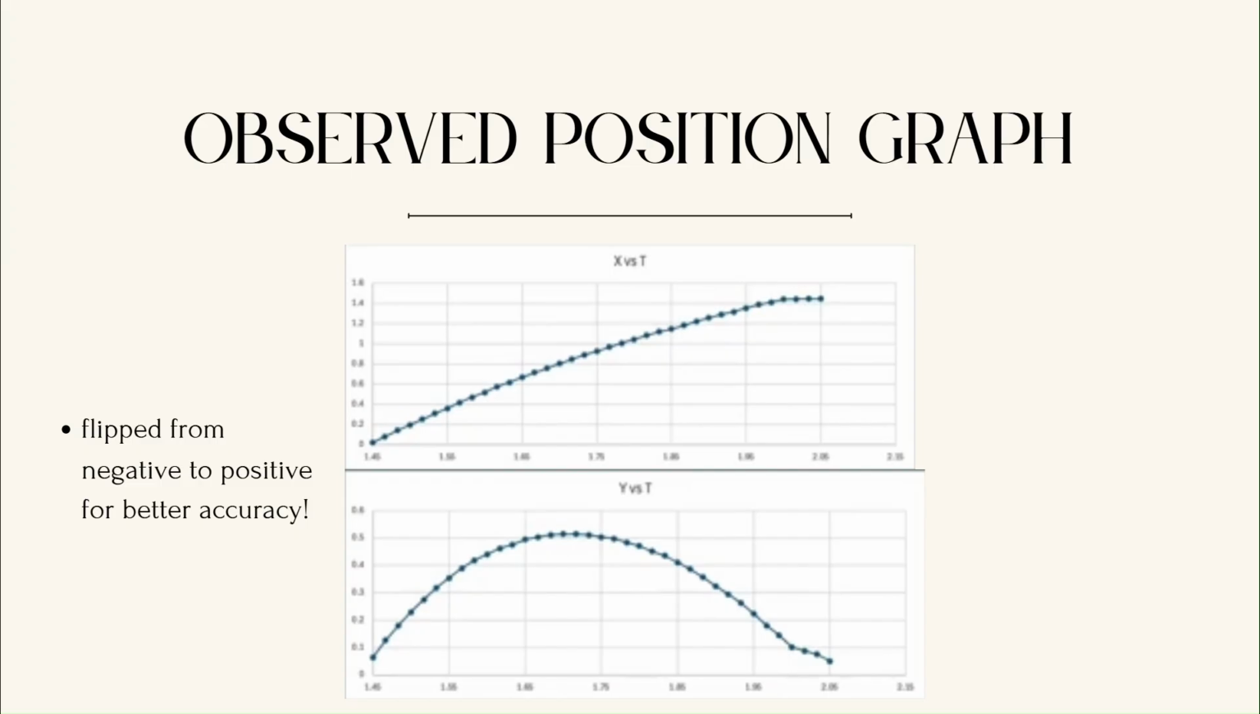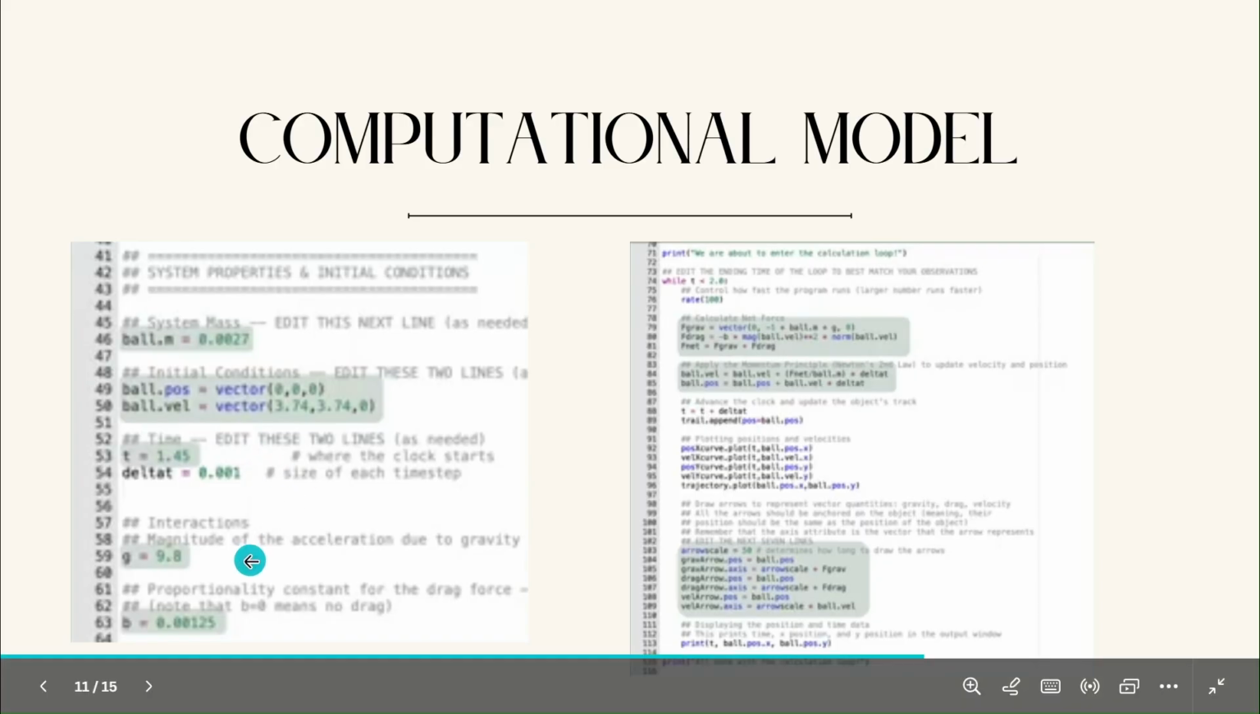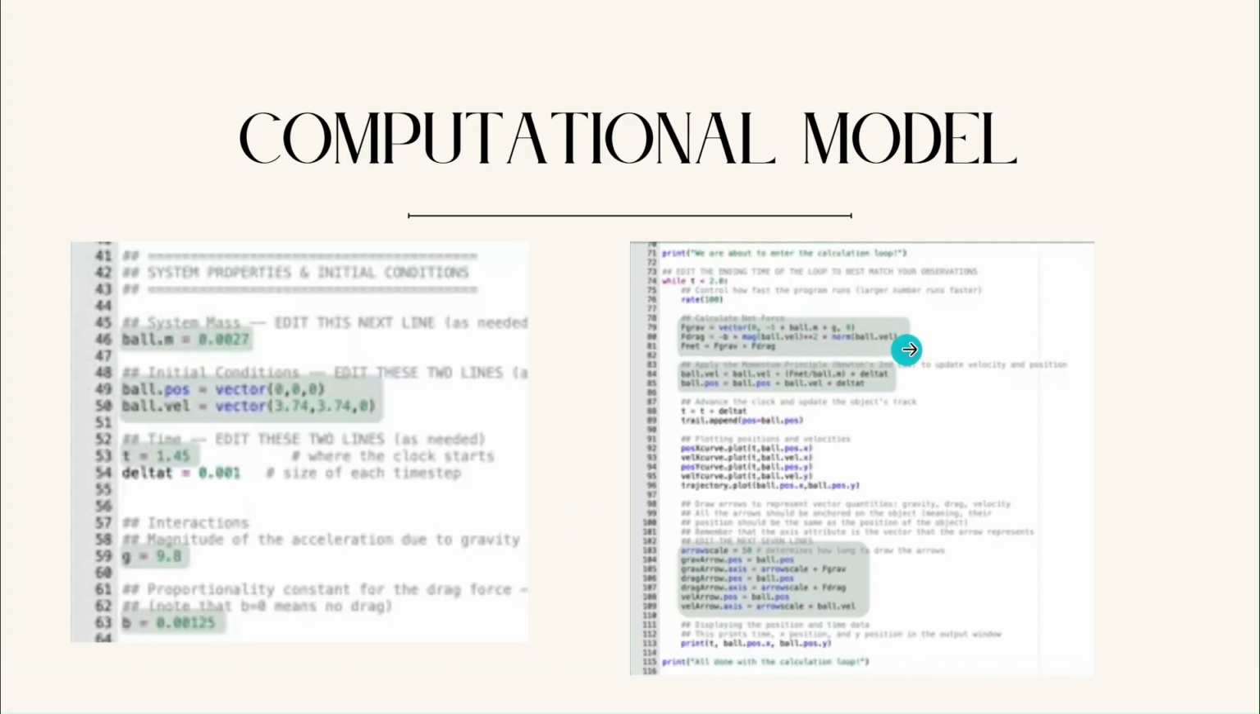Here's the observed position graph. Just note that we flipped from negative to positive for better accuracy. Here's our computational model. Here we changed the mass, the position of the ball, the velocity of the ball, delta T, which is the size of each timestamp, gravity, and the drag force that we've got, and then we've used the position update and the velocity update here.